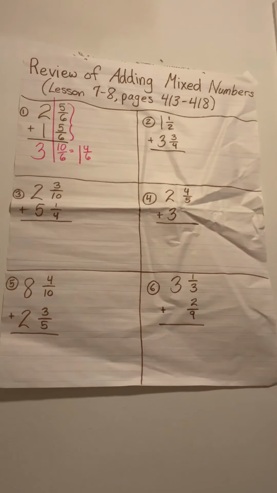So once I change it into a mixed number, now my job is to put the whole number total together with the fraction total and get my final answer. So I put together the 3 and the 1. That means my answer is 4 and 4/6.